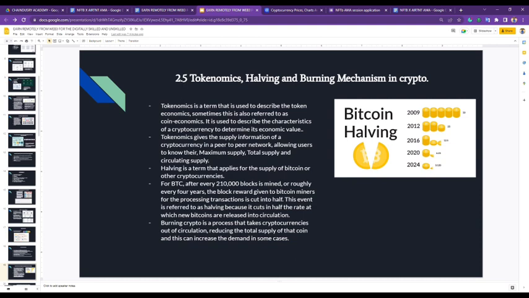So you can see from 2009, 50; 2012, 4 years later, 25; 2016, 4 years later, 12.5; 2020, 4 years later, 6.25; 2024, 4 years later, 3.125. So this will keep on breaking down and down till further notice.